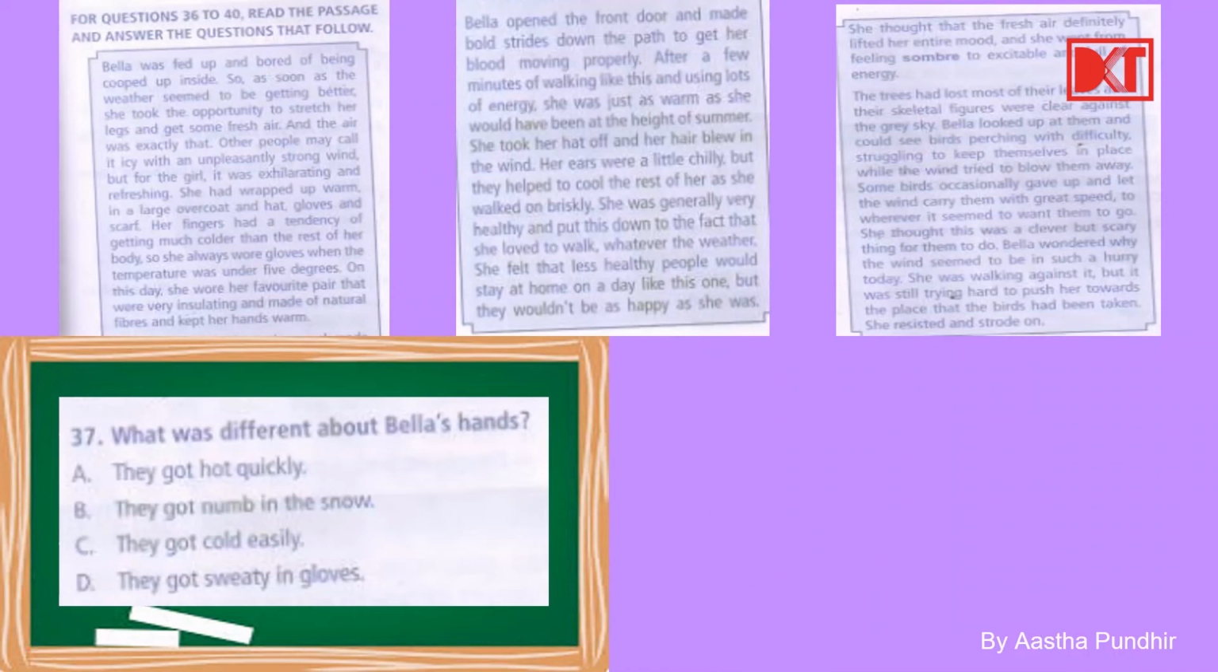What was different about Bella's hands? A. They got hot quickly. B. They got numb in the snow. C. They got cold easily. Or D. They got sweaty in gloves. Now here we see her fingers had a tendency of getting much colder than the rest of her body. So the answer is C. They got cold easily.